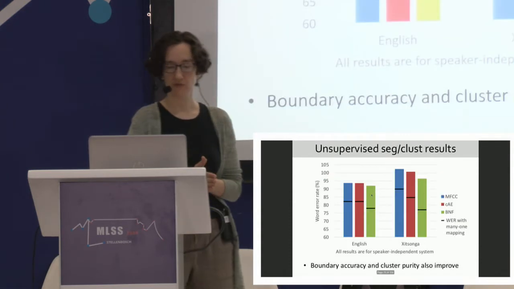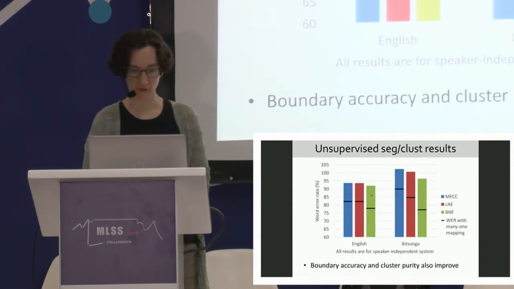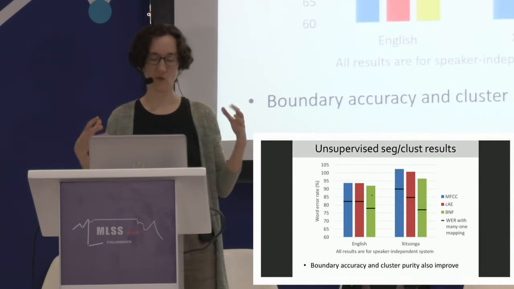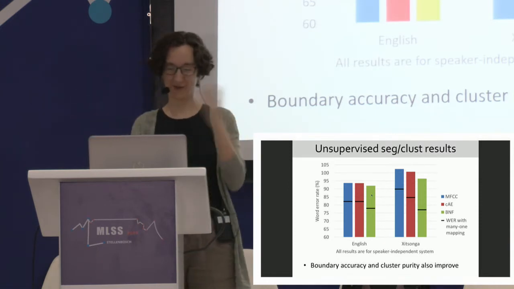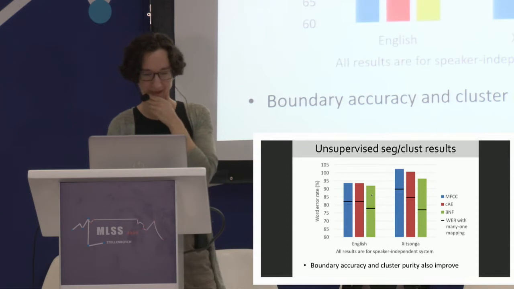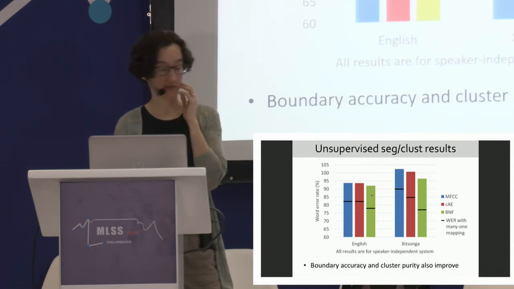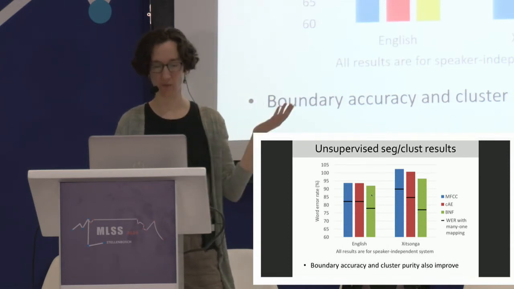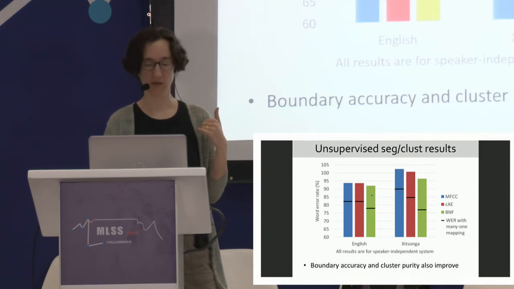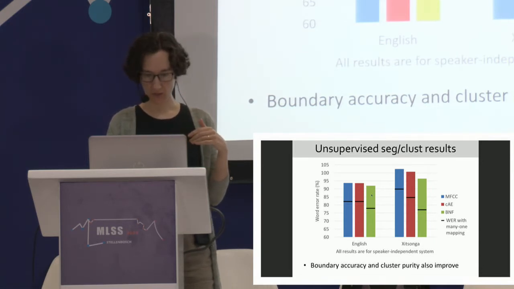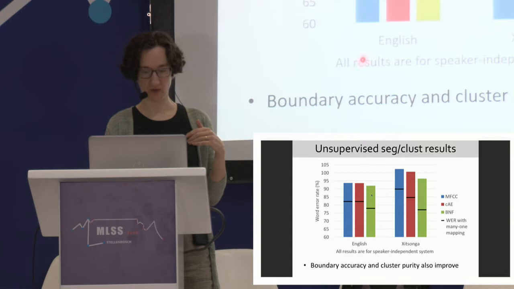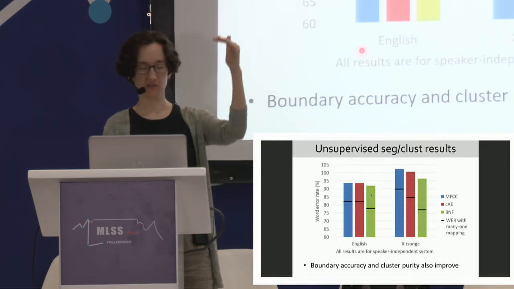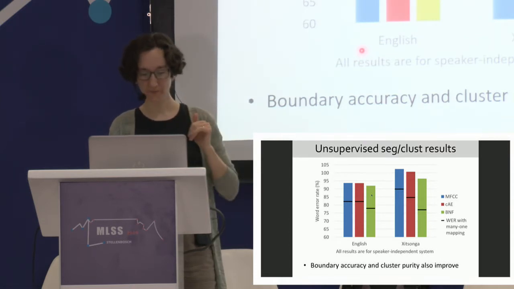The downstream task that we worked on first, and actually the only one that I've worked on, I'll talk about some that other people have done in a moment, is this unsupervised segmentation and clustering task, the same one that I talked about earlier in the talk. So what you can see here is the comparison, again, on word error rate. Just as a reminder, lower is better now.